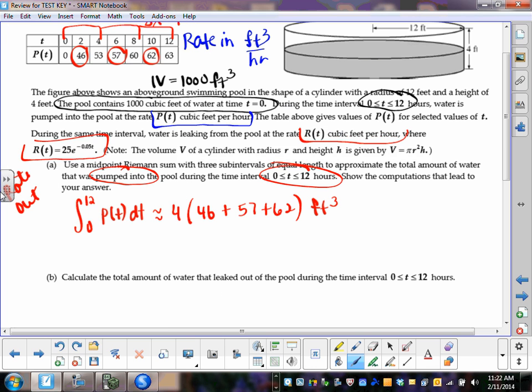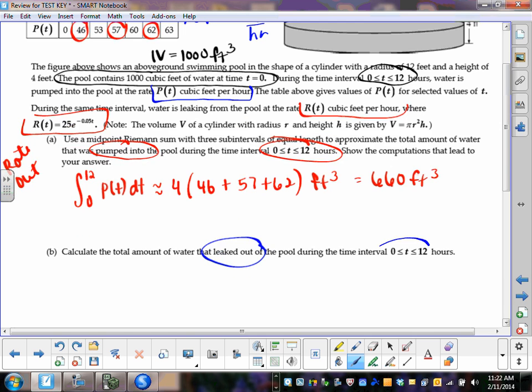So 660 cubic feet. The next part says to calculate the total amount of water that leaks out. This still does not include the 1,000 that was already there. Just what's leaking between time 0 to 12. So that's the integral from 0 to 12 of R of t dt.